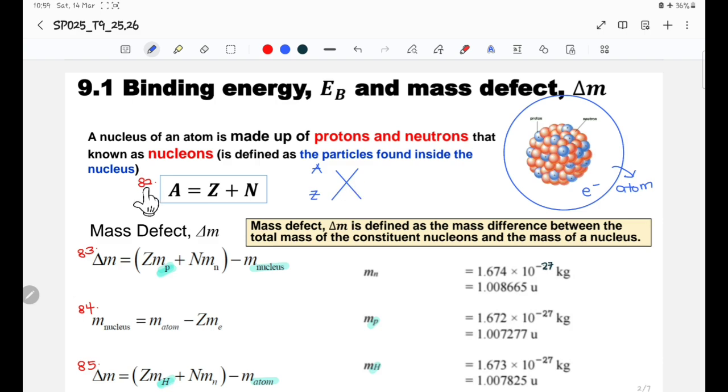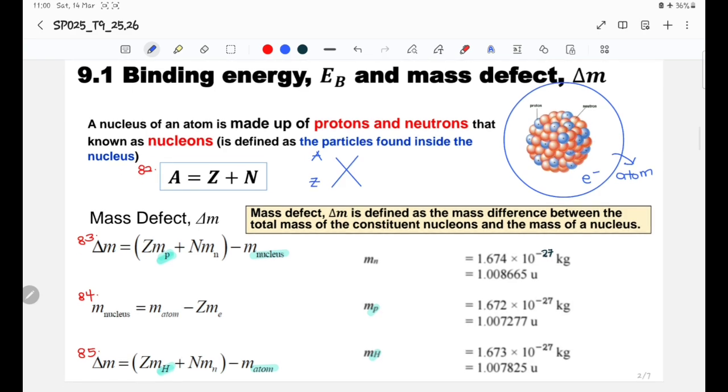So X represents the elements that we have, such as hydrogen, helium, lithium, and so on. Okay, so from the list of equations, number 82, we have A equals Z plus N, where A is the nucleon number, Z is the proton number, which is also the number of electrons in the atom, and N, capital N here, is for neutron. Okay, so what we want to know is the mass defect, where the definition of mass defect is the difference in the mass between the total mass of the nucleus and the mass of the individual substances that produce the nucleus.